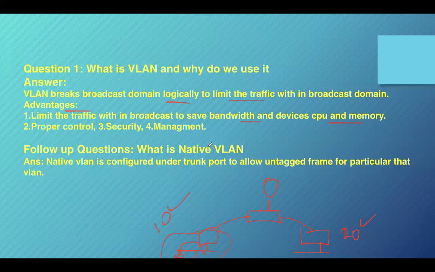So what advantages do you get? The first advantage is limiting the traffic. Second, proper control, because you can divide your network into segments and assign them. Let's say VLAN 10 is for HR, VLAN 20 is for IT, VLAN 30 is for sales, and VLAN 40 is for guest users. Like that, you ultimately break the network into multiple broadcast domains, through which we have proper control.